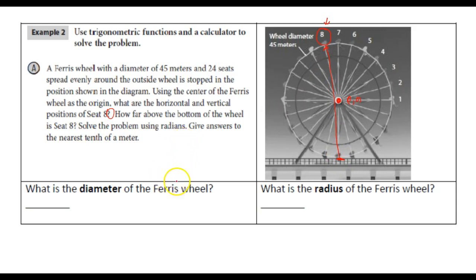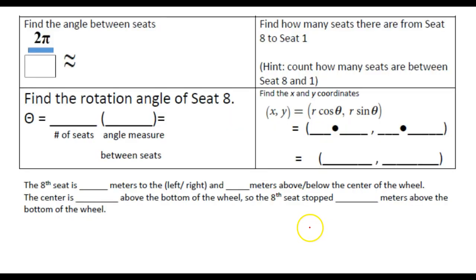Okay. First things first, let's do the easy stuff. Let's just figure out what the diameter is. Well, the diameter is about that much, which is 45 meters. Now remember, radius is going to be half my diameter. So half of 45. Take some time right now. What is half of 45? What would that be? About 22.5 meters. Okay, let's go on to the next part.